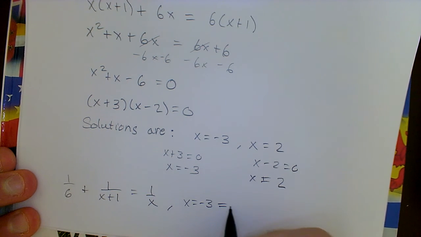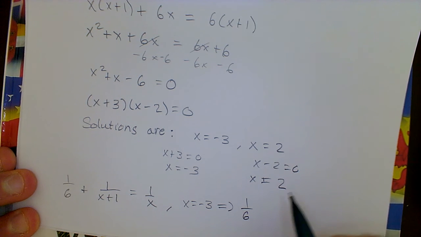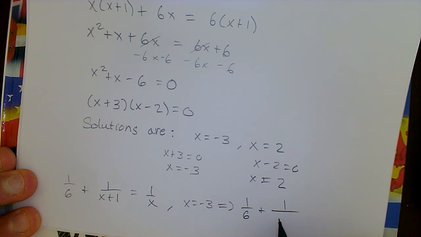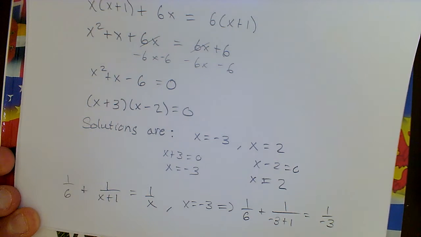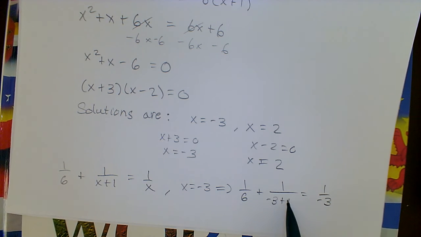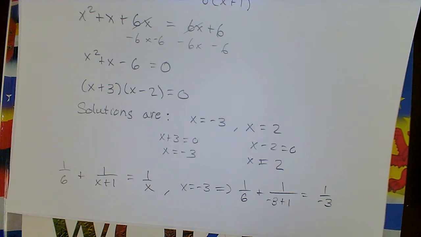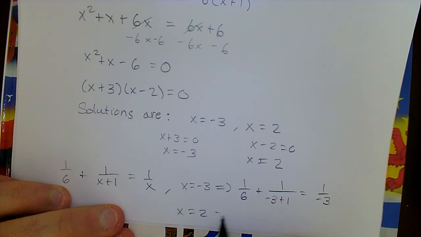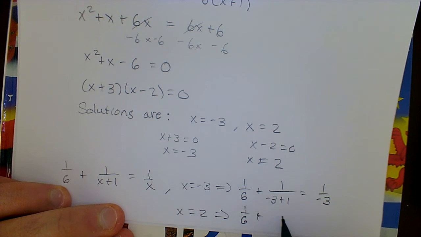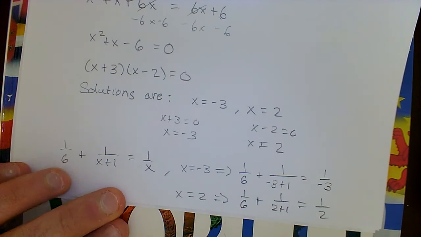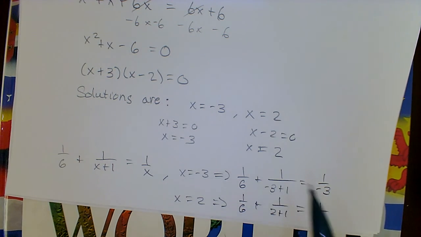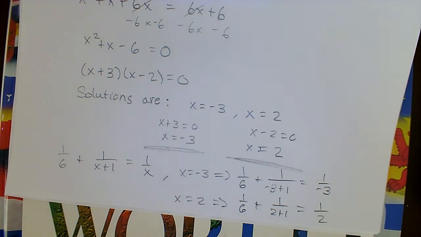x equals -3. So that gives me 1 over 6 plus 1 over -3 plus 1 equals 1 over -3. Okay, so that actually works out because we're not dividing by 0 here. That's what you really got to watch out for, right? So it turns out that if you do the x equals 2, it works out again because neither of the denominators were 0. Okay, so it turns out that both of these solutions are not extraneous, or they work.